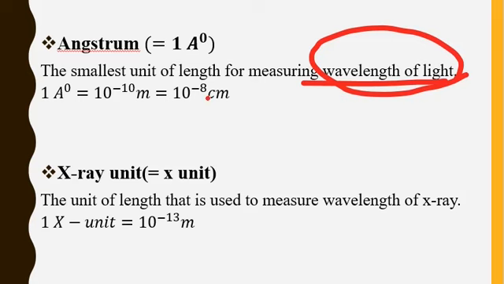So the wavelength of light is expressed in the angstrom. This is also very important. It is also asked several times. It is equal to 10 to the power minus 10 meter, or in the CGS system it is equal to 10 to the power minus 8 centimeter.